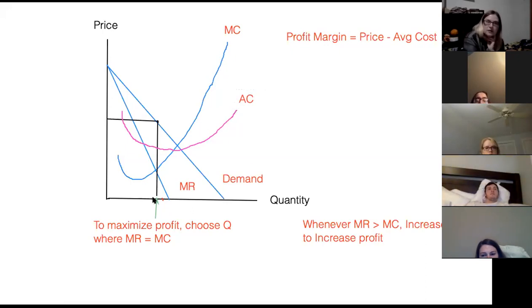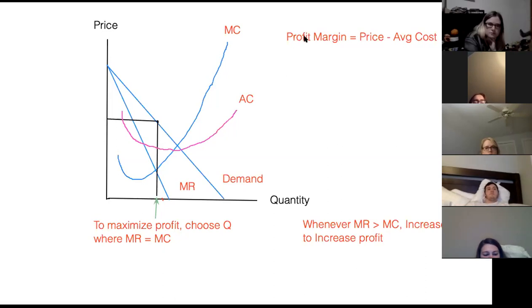Susie, what do you think? Making money. Yeah, price is up here. Average cost is down there. Our price is greater than our average cost. So this vertical distance right here between price and average cost is our profit margin.